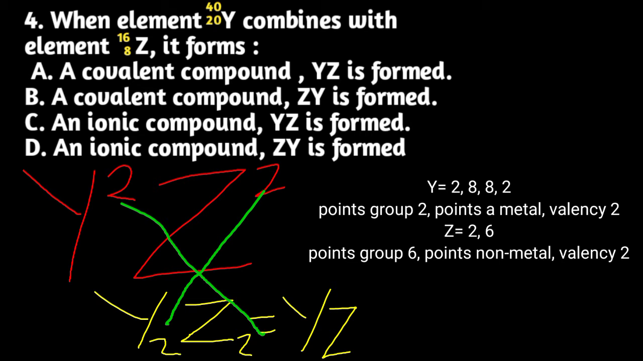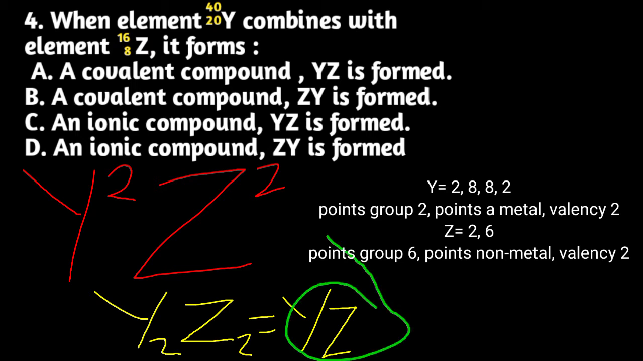And any compound formed between elements from group 1, 2 against elements from group 6 and 7 is ionic. Careful. Y is the metal. We write the metal first before the non-metal. Now let's go through the options. A, covalent compound, no. B, covalent compound, no. It's not a covalent compound. Now let's go for C and D.